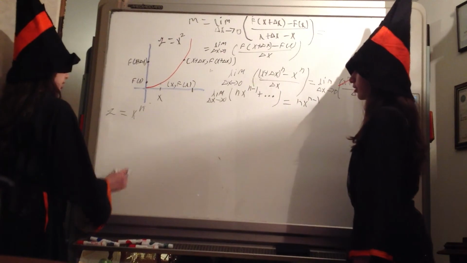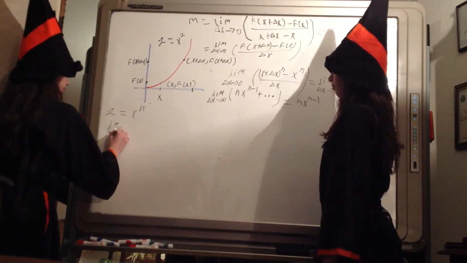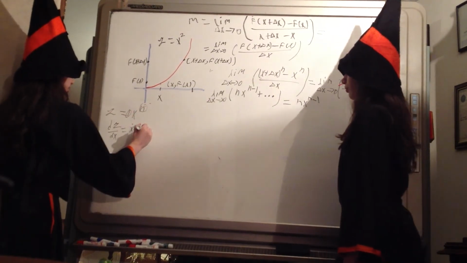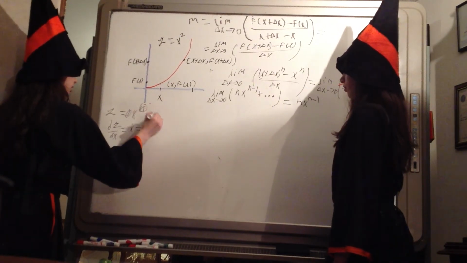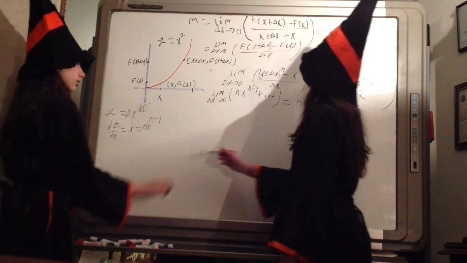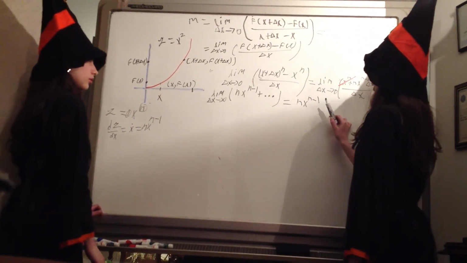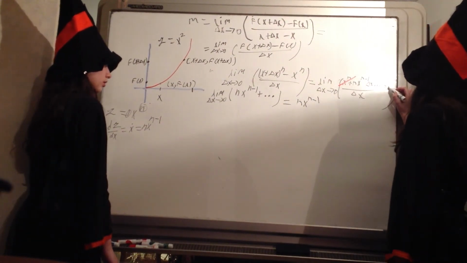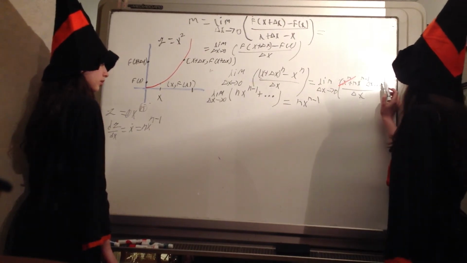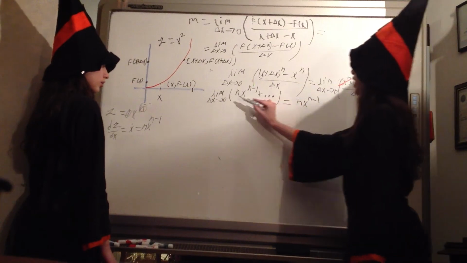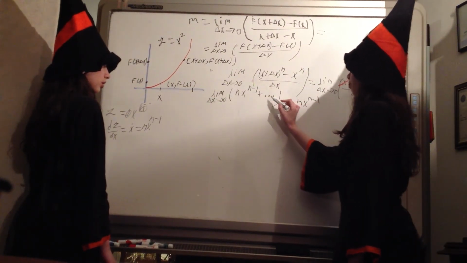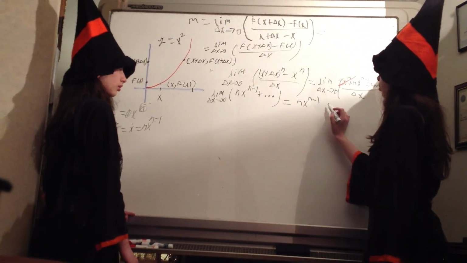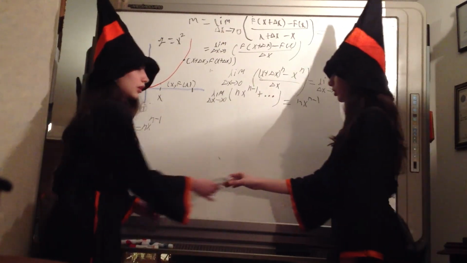And if we want to know the derivative of x to the n, it is n times x to the n minus 1. We only need the first two terms, because this x to the n cancels with this minus x to the n, and when we divide all this by delta x, we have n times x to the n minus 1 plus all the next terms, and when we take the limit, we just have n times x to the n minus 1 because all this becomes 0. We'll see you in the next video.